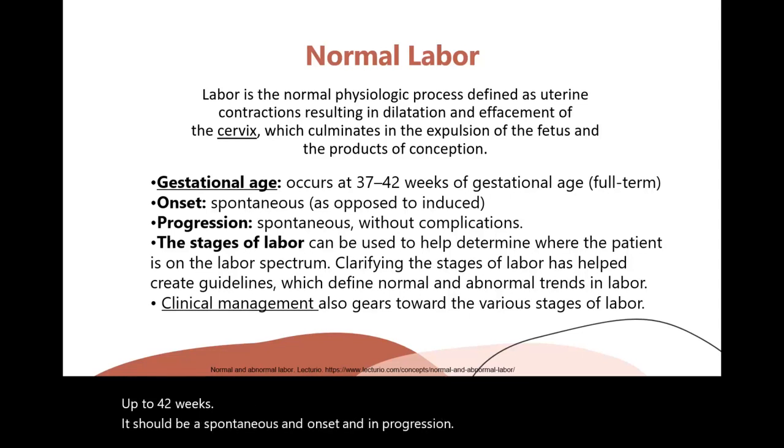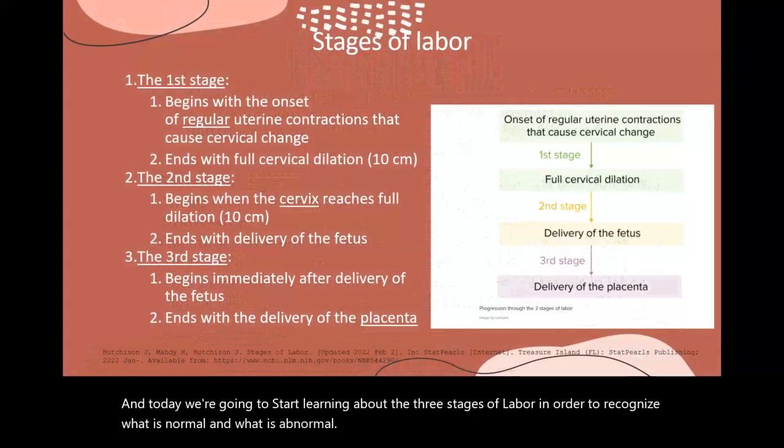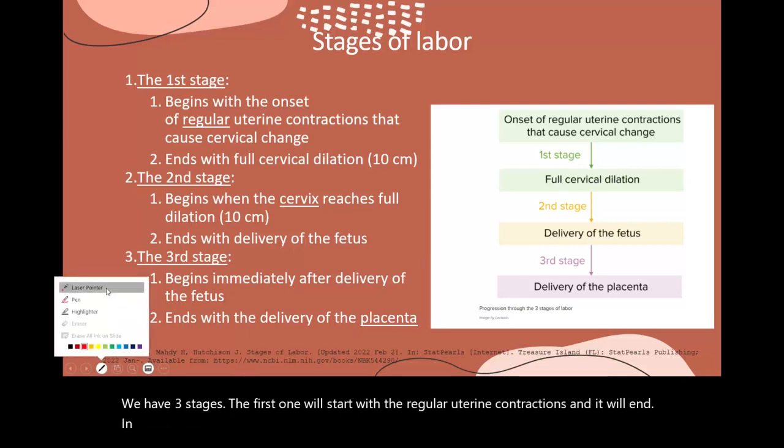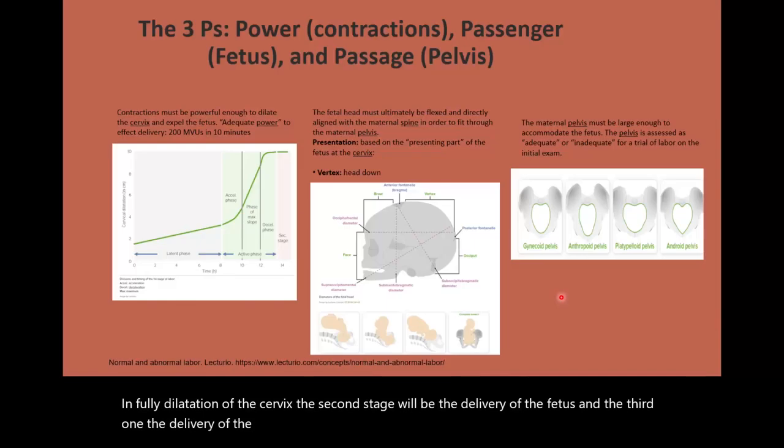And today we're going to start learning about the three stages of labor in order to recognize what is normal and what is abnormal. We have three stages. The first one will start with the regular uterine contractions and it will end in full dilatation of the cervix. The second stage will be the delivery of the fetus, and the third one, the delivery of the placenta.